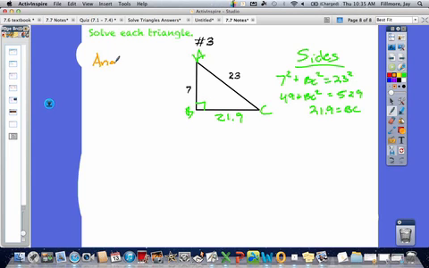Solving for angles, since we only know one, we can't use the triangle sum theorem. We have to use some inverse trig. I'm going to solve for angle A first. And I'm going to use the values that were given to me and were not rounded, so 7 and 23. So adjacent and hypotenuse. Well, if I'm using adjacent and hypotenuse, that's the cosine. So the inverse cosine of my adjacent over my hypotenuse should give me the measure of angle A here. So if I take the inverse cosine of 7 over 23, that's 72.3 to the nearest tenth.